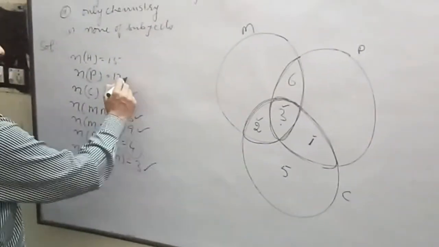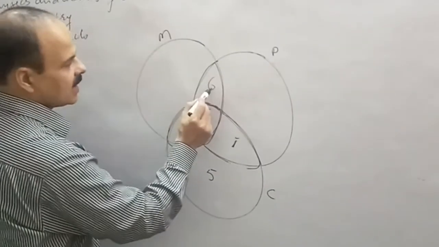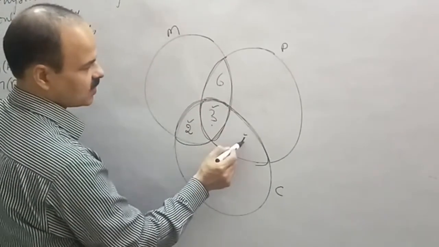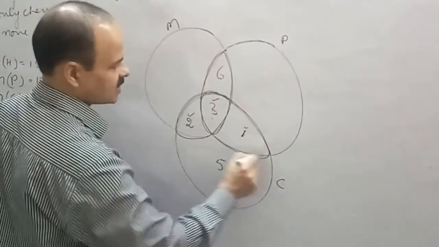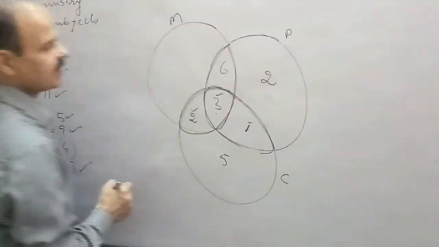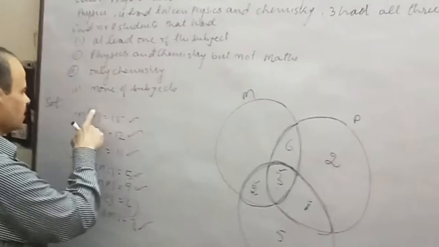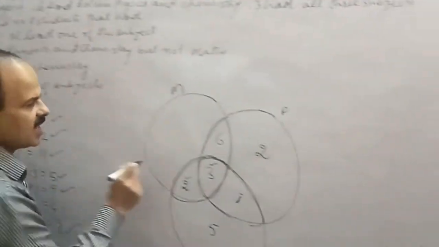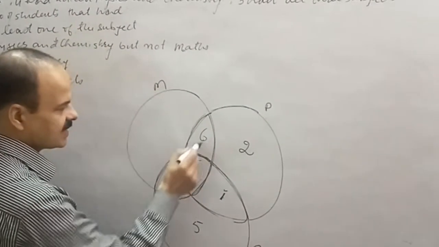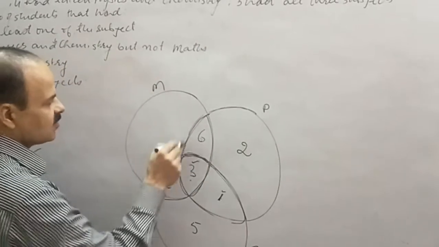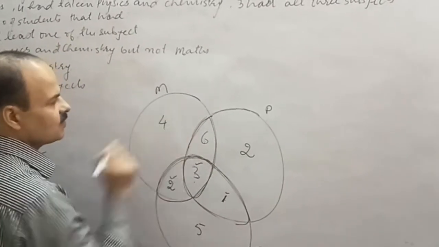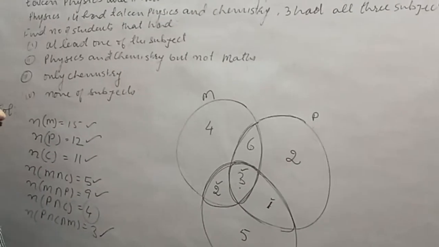Then physics 12. 6 plus 3, 9 plus 1, 10. So this total is physics. 2 we will write here. And then last one is your mathematics. Mathematics is 15. So 5 plus 6, 11. Subtract 11 from 15, you will get 4 as mathematics students, only mathematics.